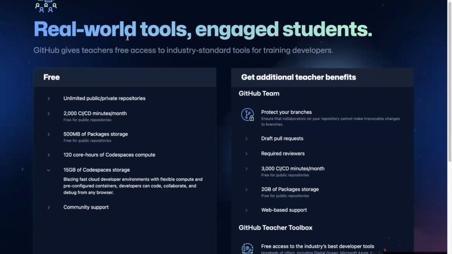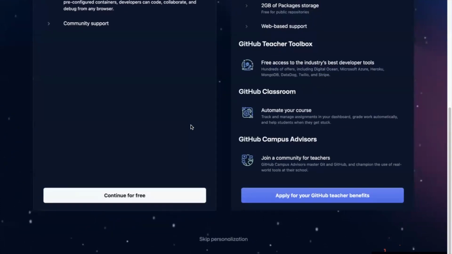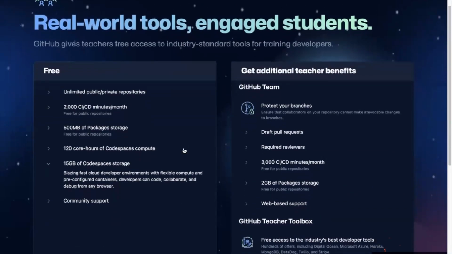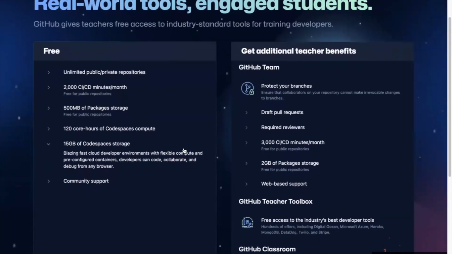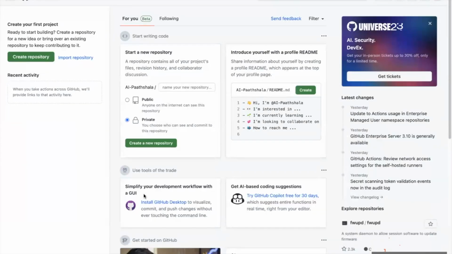Now it is telling me real world tools engage students. Continue for free, or apply for your GitHub teacher benefits. I'm not applying for this, so I'm not taking the additional teacher benefits. I'm clicking continue for free. When I do this, let's see what is happening. This is the interface that you will get when you create your account on GitHub.